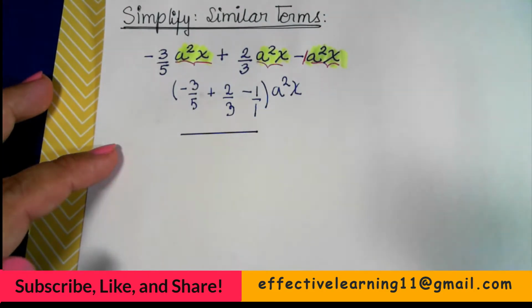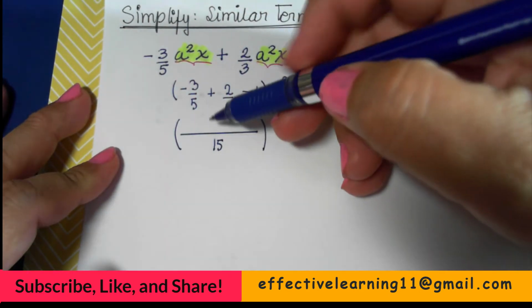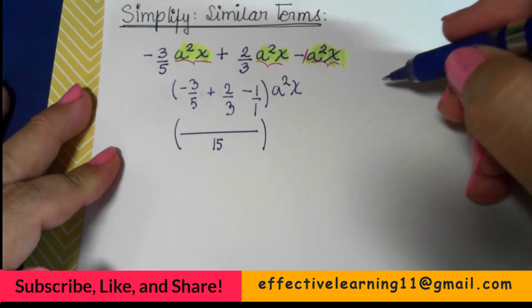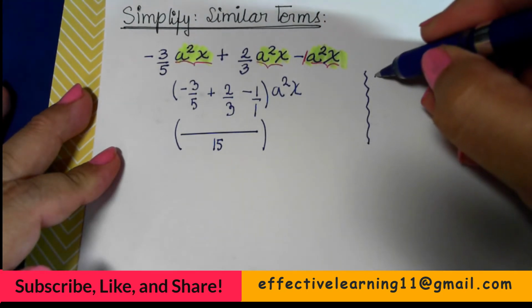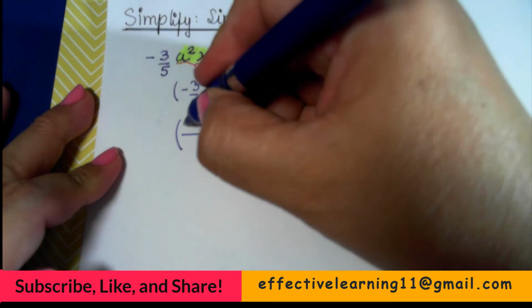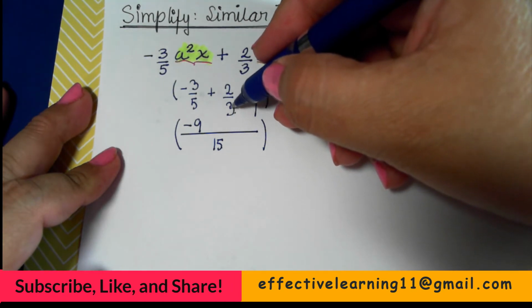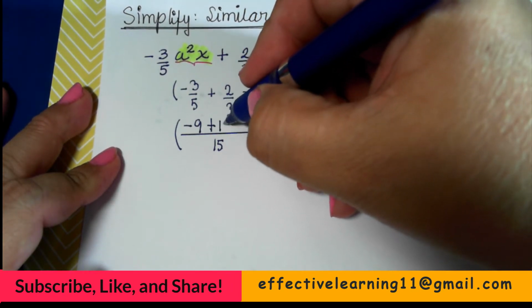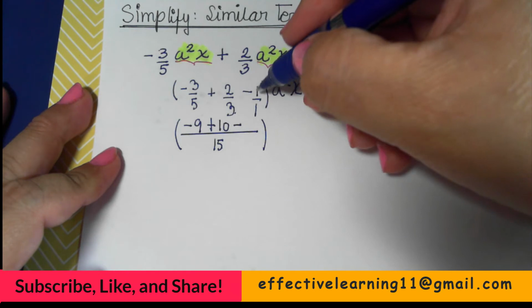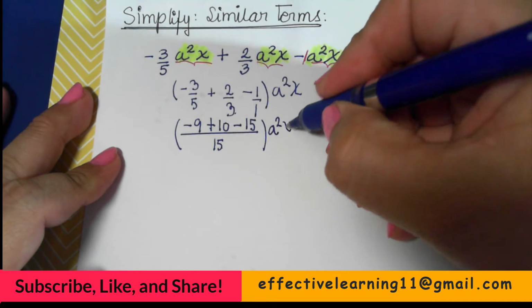5 times 3 is 15. 15 over 5 is 3 times negative 3 is negative 9. So I'm going to do here the operations. 3 times negative 3 is equal to negative 9. 15 over 3 is 5. 5 times 2 is 10, minus 15 over 1 is 15. 15 times 1 is 15. a squared x.